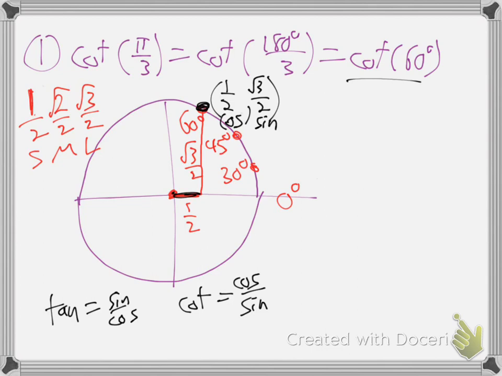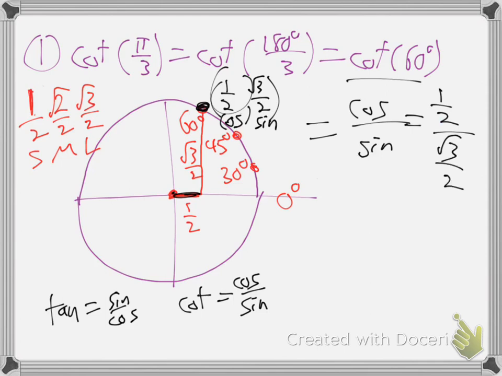So anyway, cotangent being cosine over sine, it's going to be a half. I'll write it over here. So it's cosine, which is a half, over sine, which is root 3 over 2. Cosine over sine, a half over root 3 over 2. Now, we can't leave our answer that way, you know that. And so what do we do to simplify that?